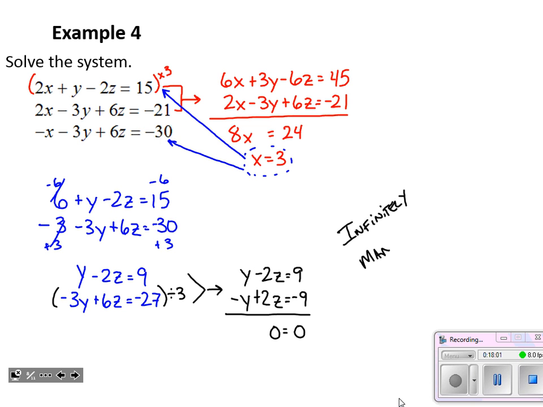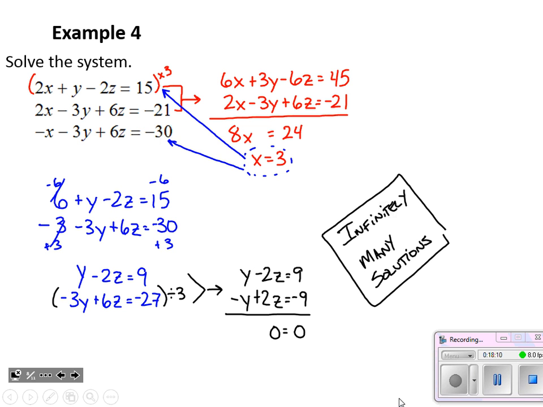Infinitely many solutions. Those planes intersect in a way where either the planes perfectly overlap each other, or, as we saw in the visual on our second or third slide, they're intersecting to make a line that has infinitely many points on it. Moral of the story, though, if we get to 0 equals 0, we have infinitely many solutions.